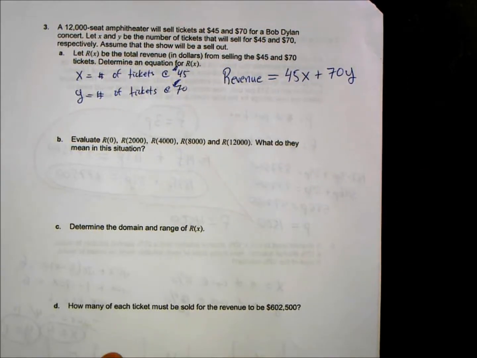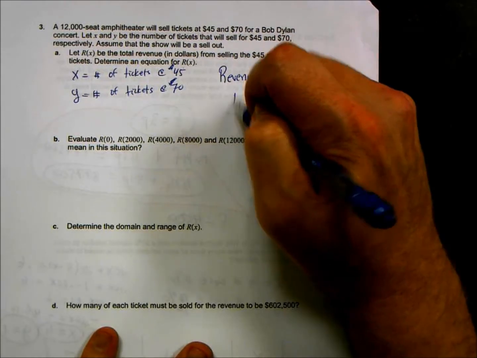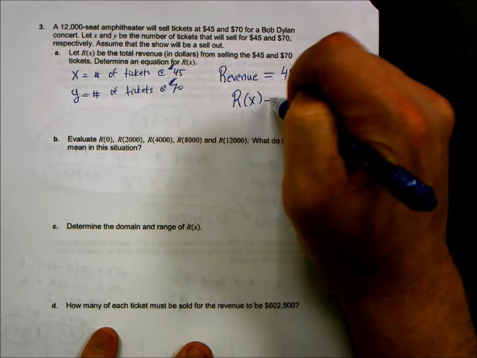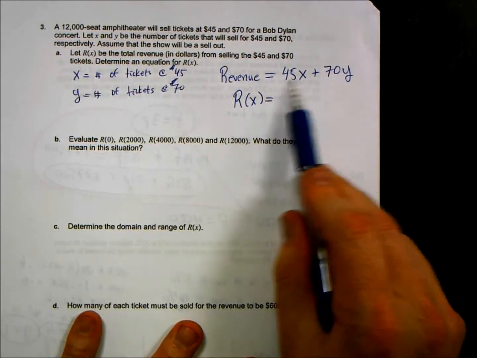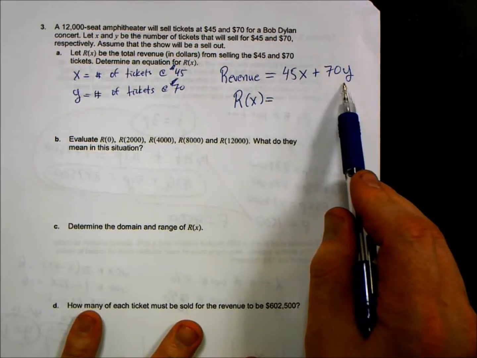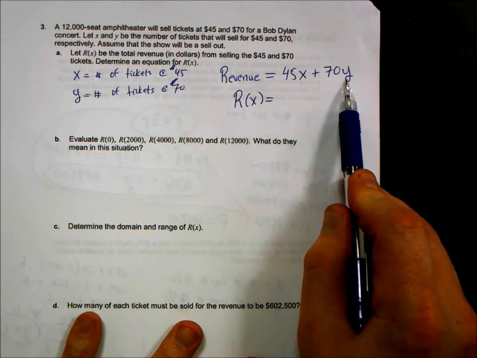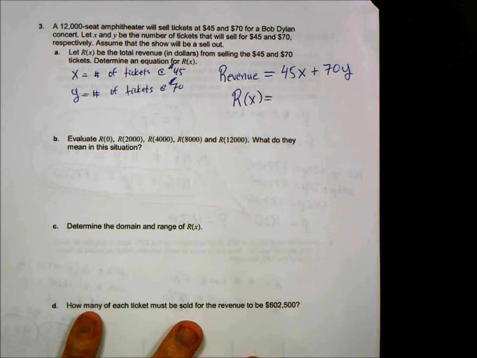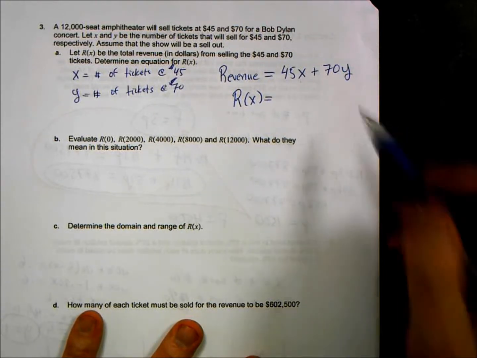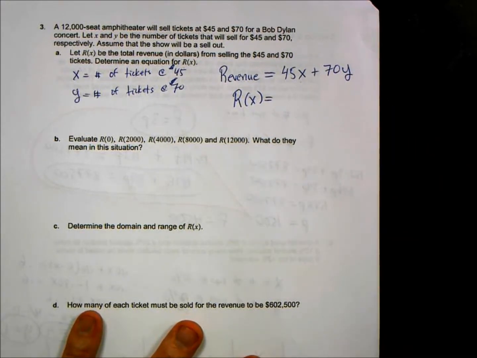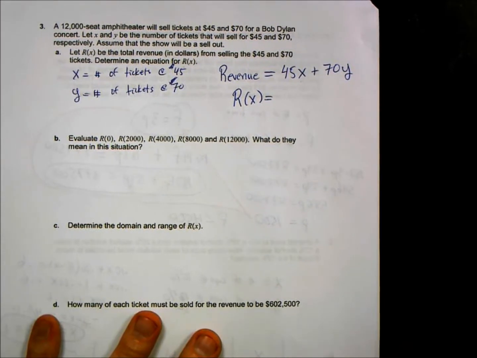Okay, that's almost correct. The problem is they wrote this symbol, R of X. So that means we should have a rule over here that only has the letter X in it. We're not allowed to have the letter Y. So we need to get rid of the letter Y. How do I get rid of the letter Y? I need to make it an X. Well, I can't. They're not interchangeable, are they? I can't just write 70X there. That would be easy, but that's not right.